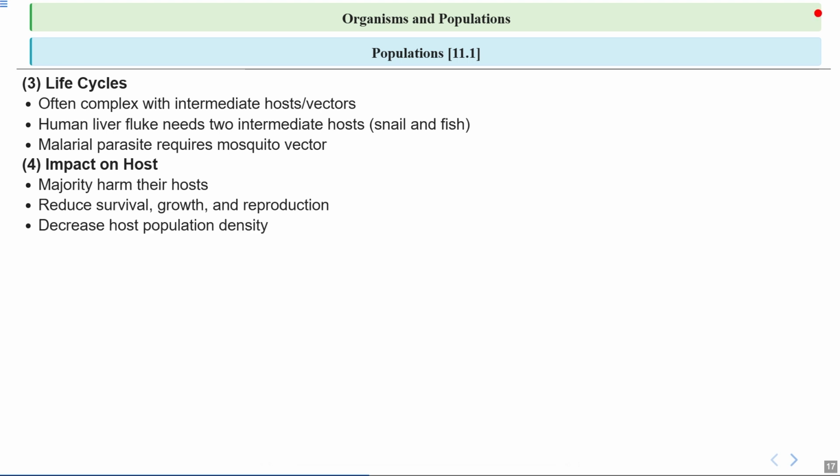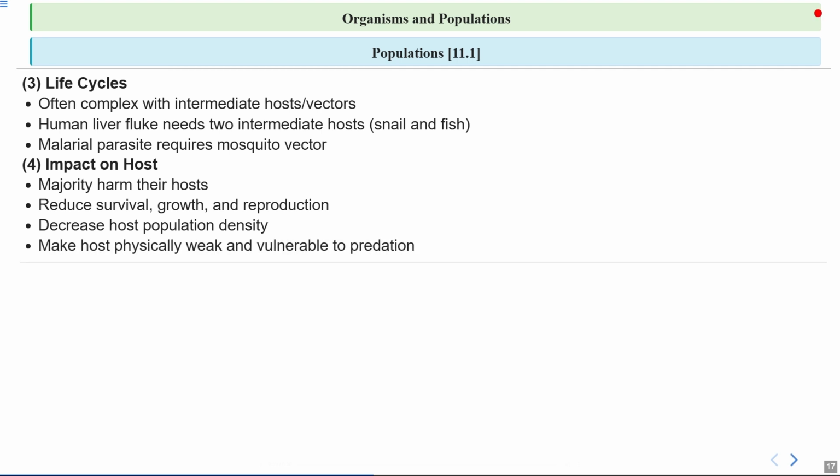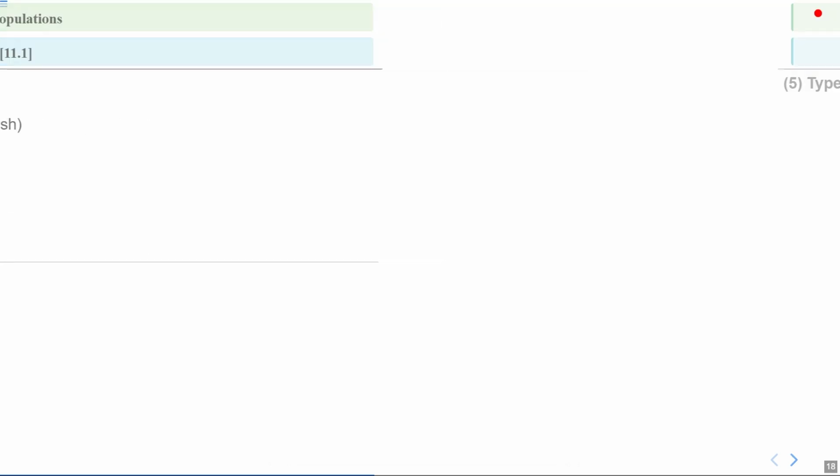As a result, the population density of the host species can decrease. This shows us how the presence of these organisms can have a significant impact on the population dynamics of their host. These parasites make their host physically very weak and vulnerable to predation. This vulnerability can further decrease the host population.